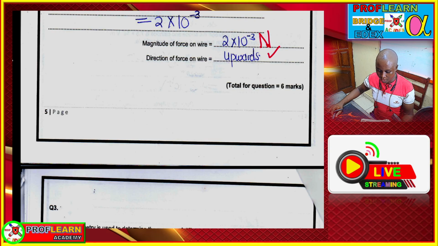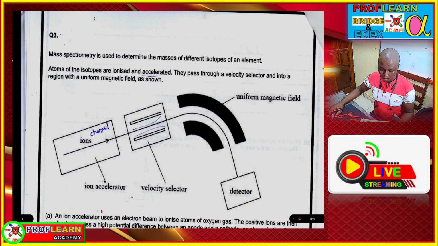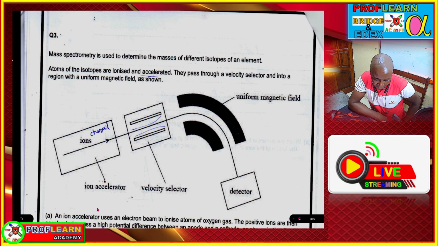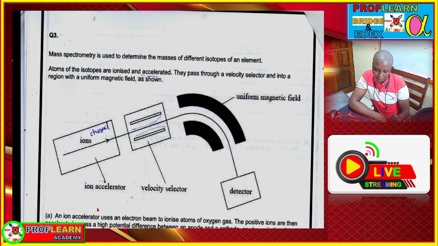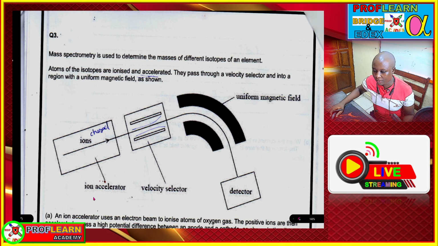The third question is talking of mass spectrometry. Mass spectrometry is used to determine the masses of different isotopes. Atoms of isotopes are ionized and accelerated. They pass through a velocity accelerator into a region with a uniform magnetic field.